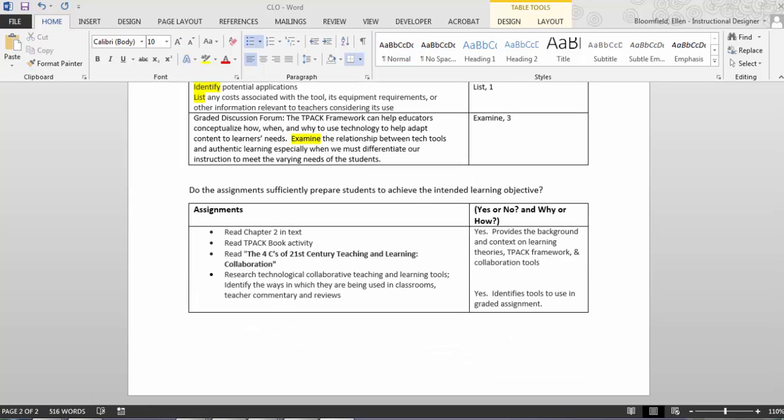The last thing you want to do is make sure that the assignments sufficiently prepare students to achieve the intended learning objective. Do your assignments support the practice of the knowledge and skills necessary to be successful within the assessment process? As you can see, I've listed the assignments that would support the learning of the content for which they will have to show me in their assessments that they understand and know.